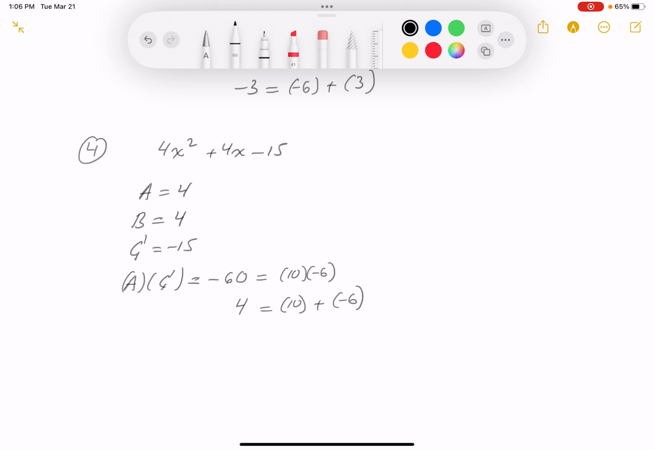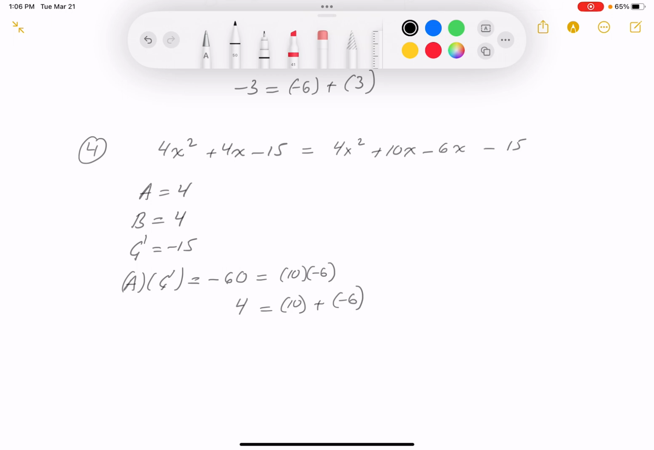So let's write this down now. We're going to split the middle term. So it's 4x squared, and I'm going to write down 10x minus 6x. I'm going to repeat this: 10x minus 6x is plus 4x.